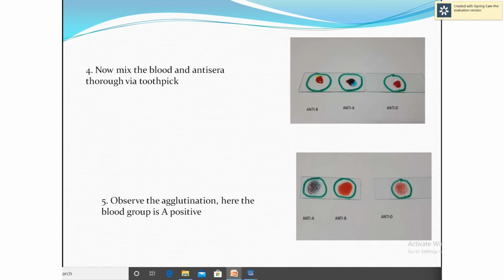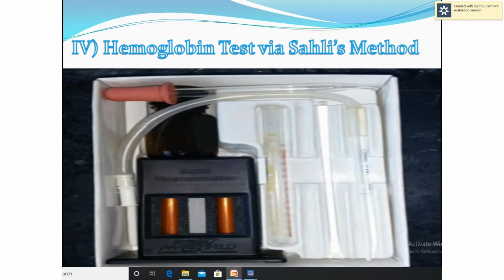I hope you guys have got a thorough understanding of this particular experiment. So, now let's move on to the next experiment. The next experiment is the hemoglobin test by Sahli's method. Here we will be taking into account Sahli's method.